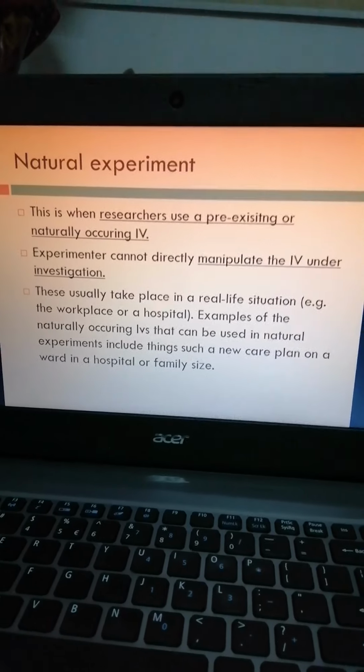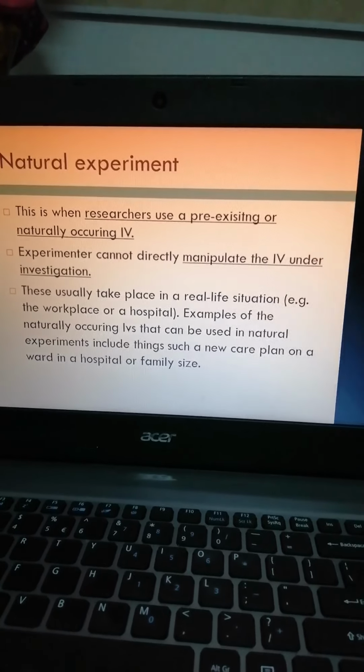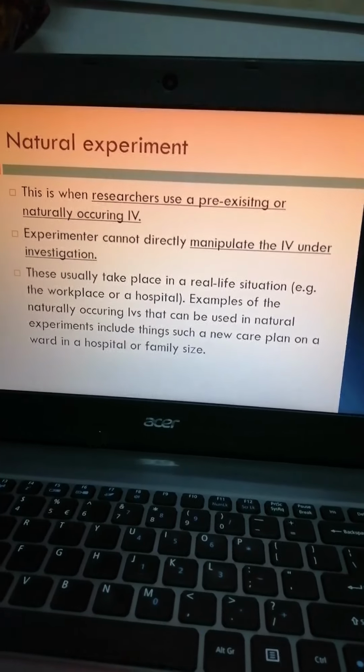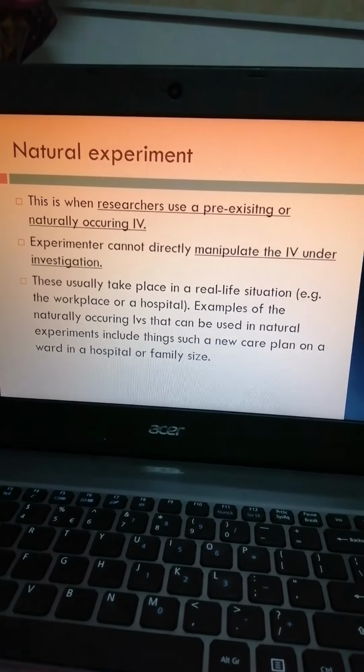Okay, so let's continue with natural experiment. Let's look into the features first. This is when researchers use a pre-existing or naturally occurring IV.